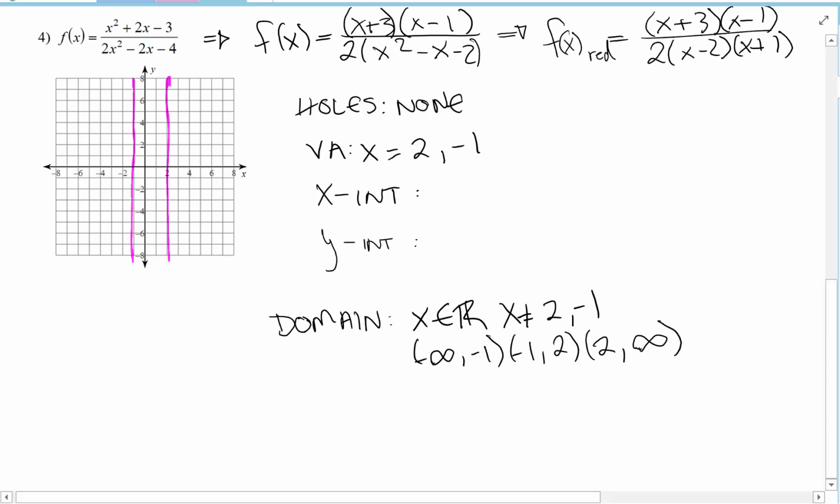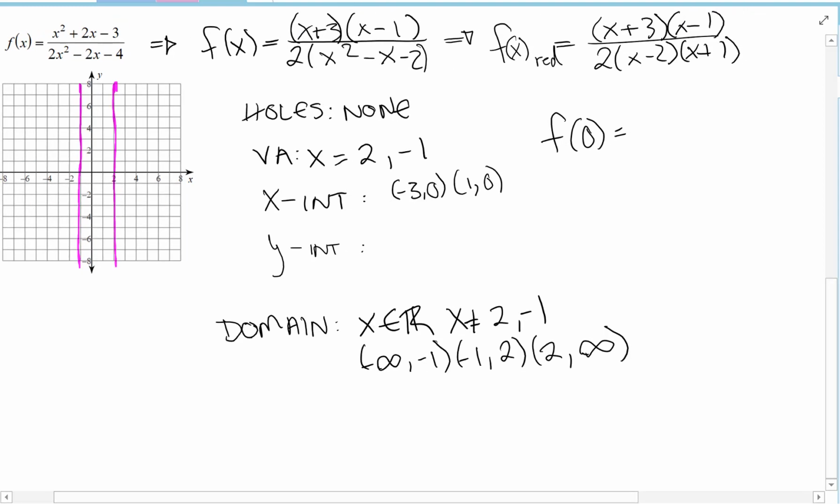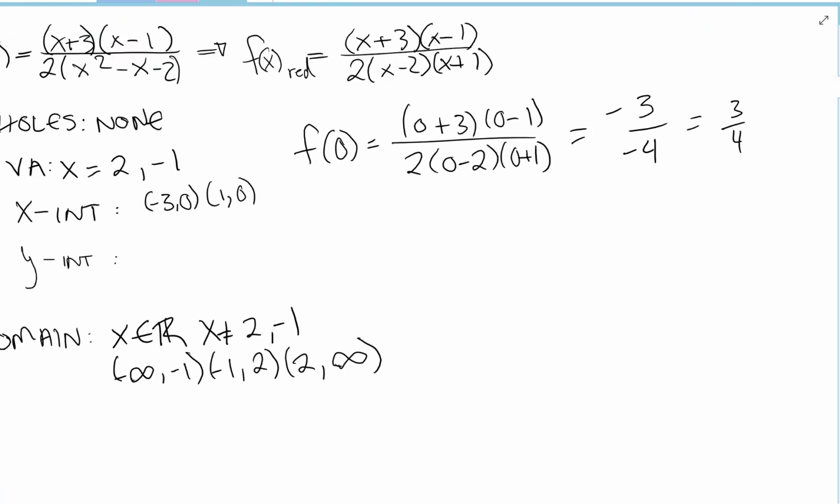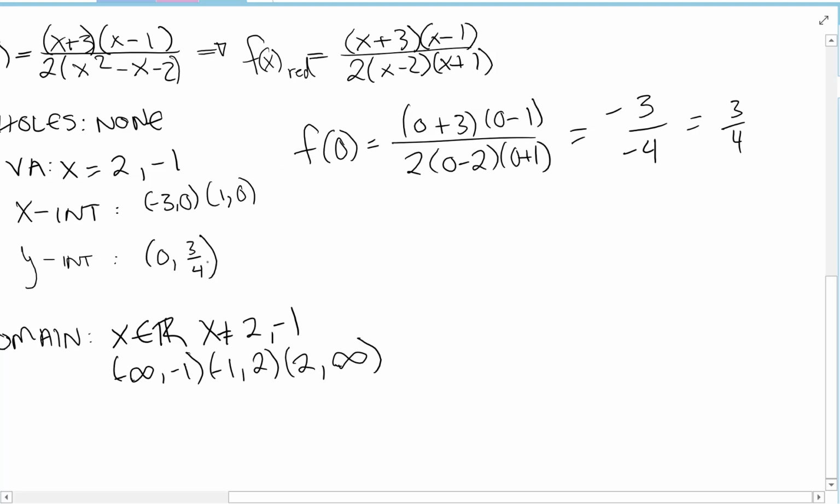X-intercepts are zeros of the numerator, so x plus 3, so -3 would make that 0, +1 would make the other binomial 0, and then to get the y-intercept, we plug in 0, making sure that it is still a part of the domain before plugging it in, unlike last time. I ended up getting 3/4. 0, 3/4 is my y-intercept.